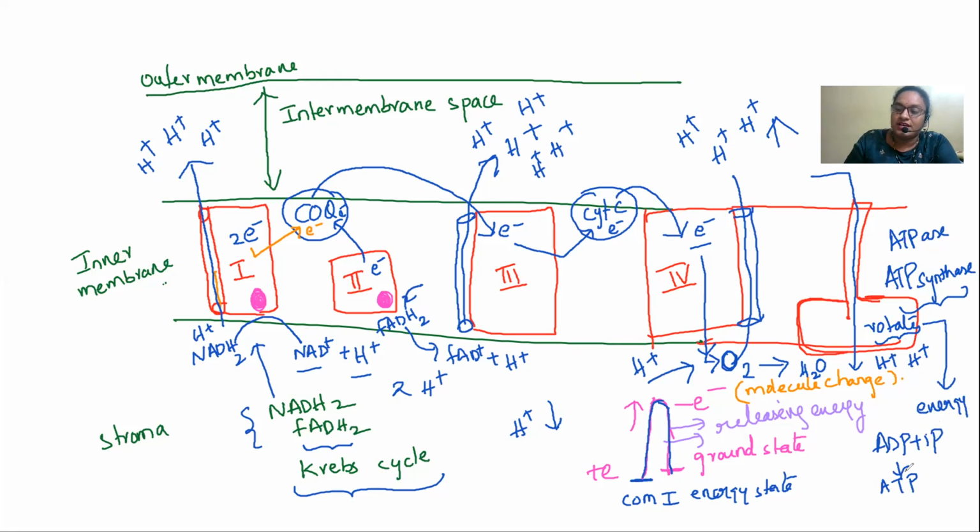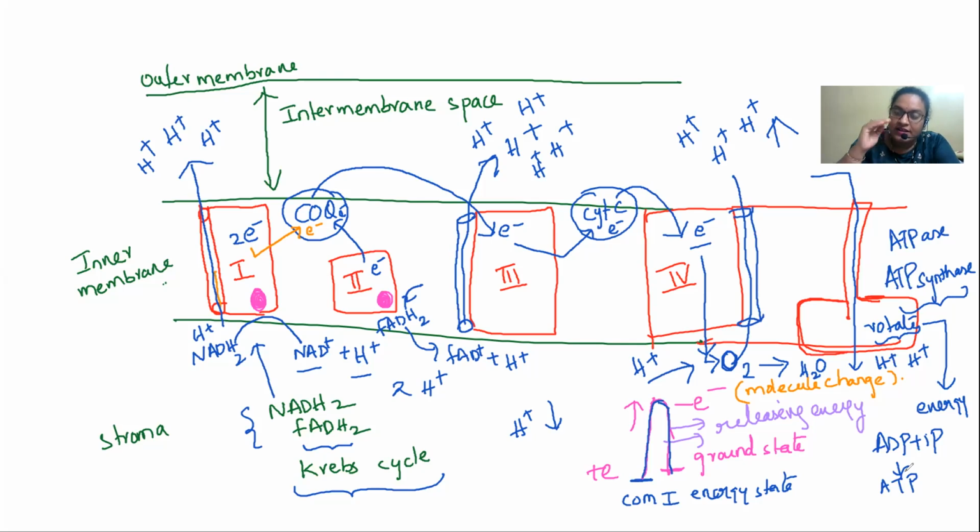Just remember that complex 1 and complex 2 are going to have stronger affinities for NADH2 as well as FADH2 over here. What happens is these particular ones approach the complexes, they lose their electrons into the complexes while they lose their protons into the stroma. Once the complexes receive the electrons, they get energized and the shape of the molecule changes and the protons are being pumped out. Okay, how are they being pumped?